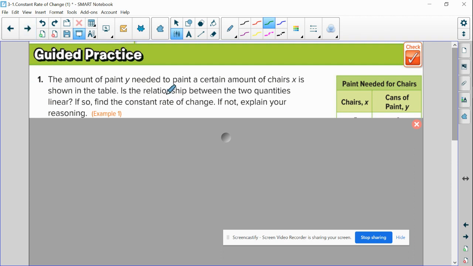Alrighty, time to practice. Go ahead, if you want, pause this video, see if you can figure out number 1 and 2. Compare the table for number 1 and then compare the graph for number 2.